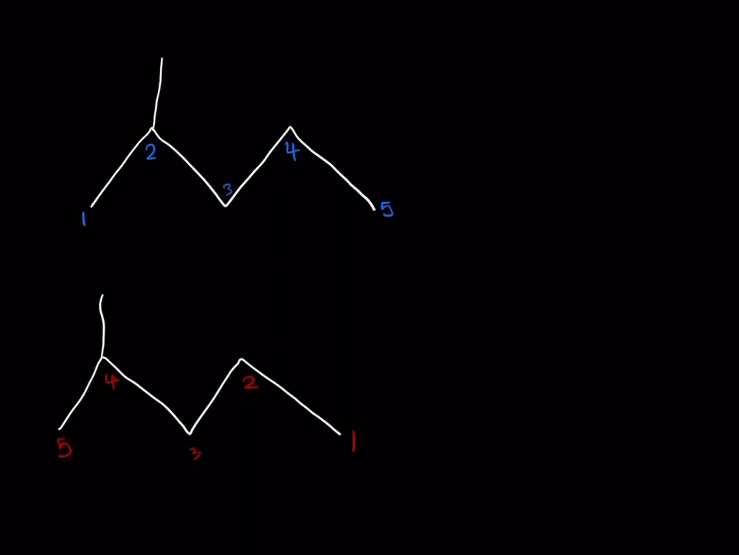Should we count it from left to right, or from right to left? Well, if we count it from left to right, you can see that the substituent, the methyl, is on carbon number 2. And if we count it from right to left, the substituent is on carbon number 4. We always want the substituents to be on the lowest carbon number possible. So we're going to go with counting from left to right in this example. So we have a methyl on carbon number 2.